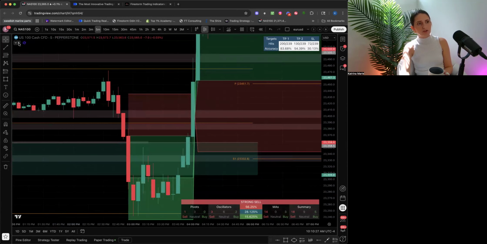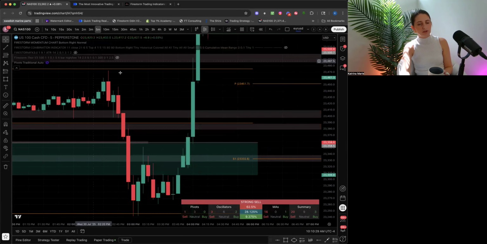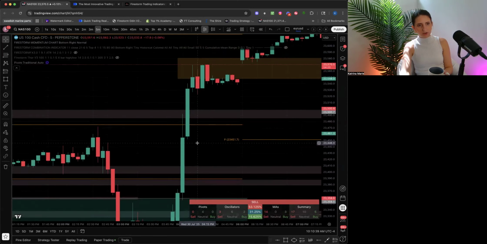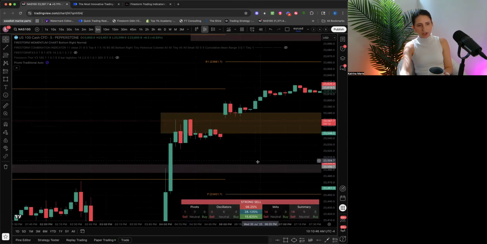Let's turn this off for a second. See this? We had a push up, then we had another candle form, we had a pullback, continuation. Then we had a pullback here. Then we had a little pullback here and continuation. That's what I look for.